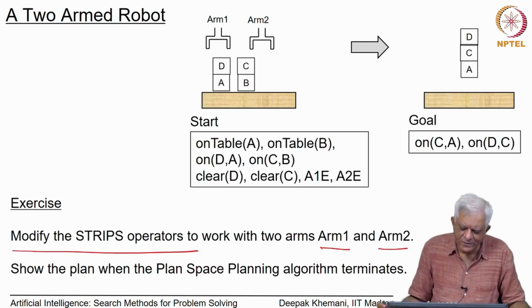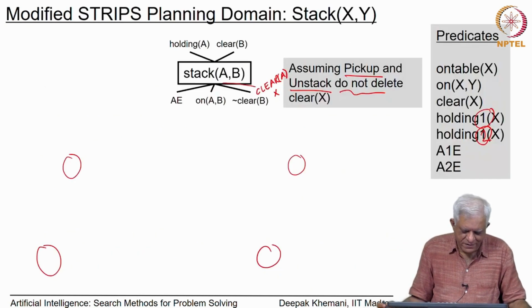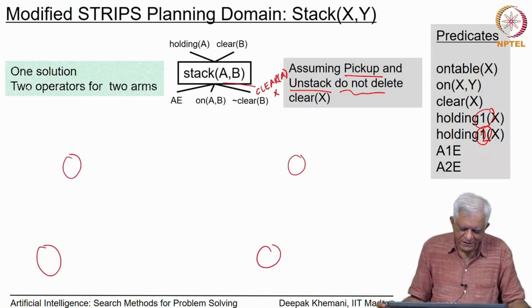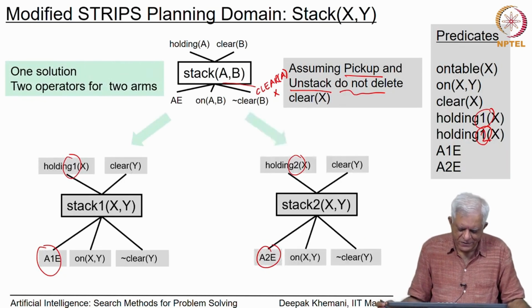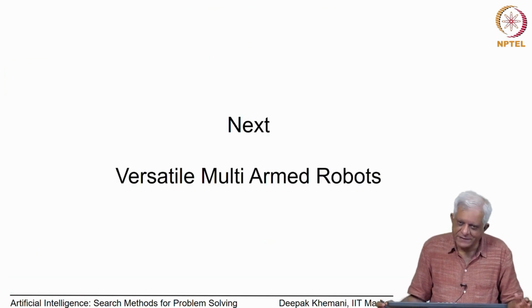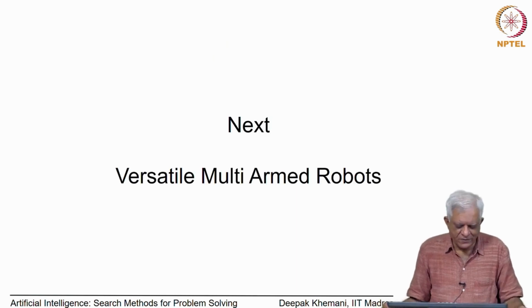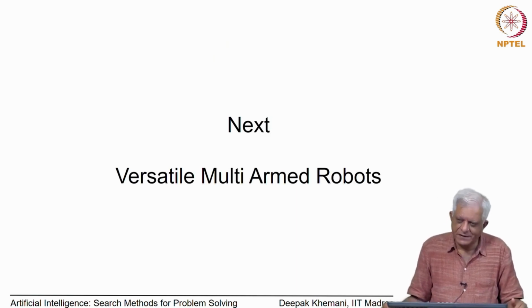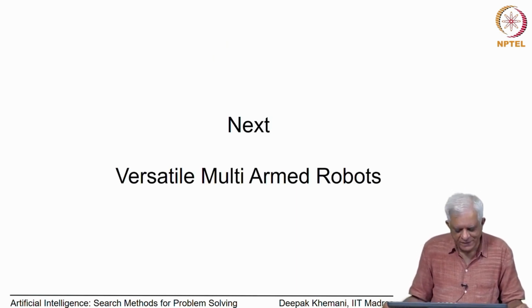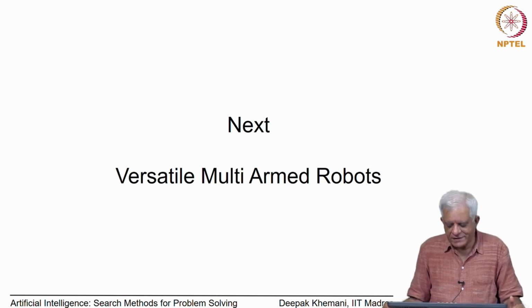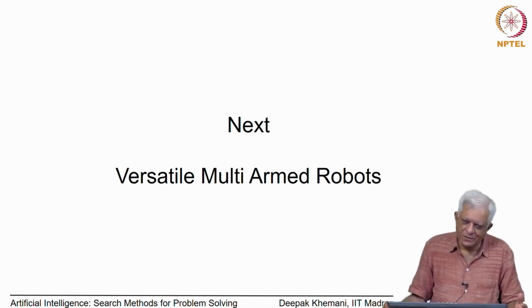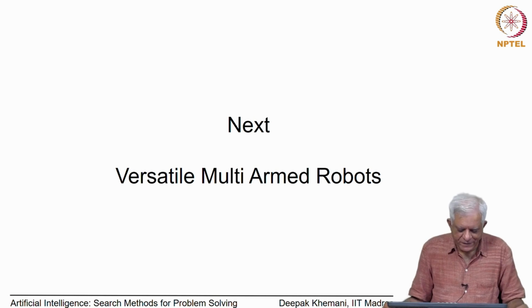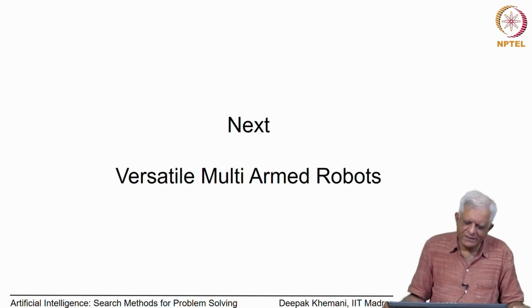So, I will leave you with this small exercise and we will ignore this simple solution that I have given, and in the next session we will see how to model versatile multi-arm robots essentially. If there are many arms in a robot, or maybe more than one robot with, let us say, 2 arms each, and if they are versatile in the sense that they can manipulate objects which are not on the table, then how would you model them?